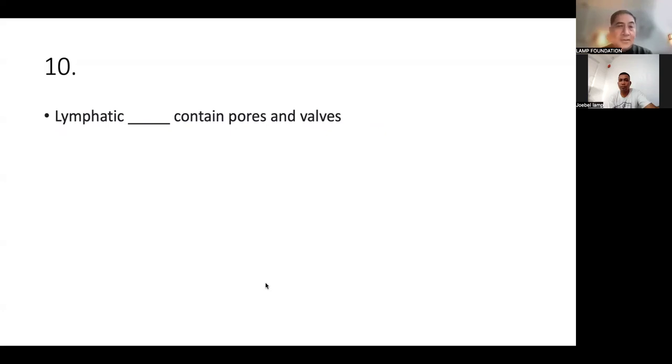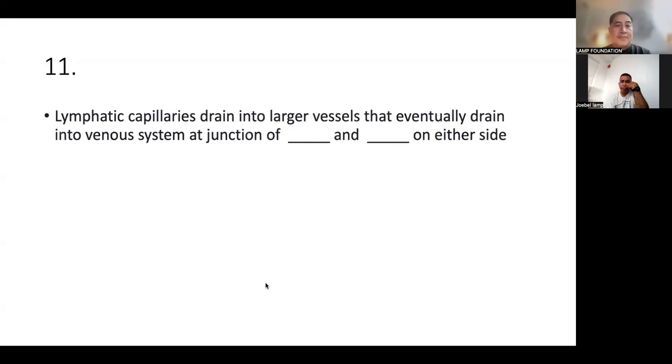Capillary. Hello, Doc. Yeah, what's the answer? Capillaries. Yeah, capillaries. Lymphatic capillaries drain into larger vessels that eventually drain into the venous system at the junction of blank and blank on either side. At the junction of subclavian vein and the internal jugular vein on either side.